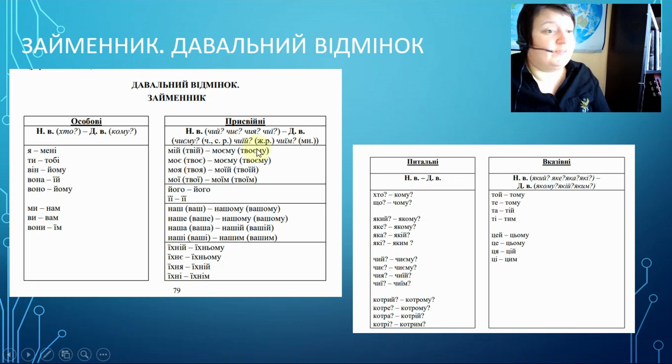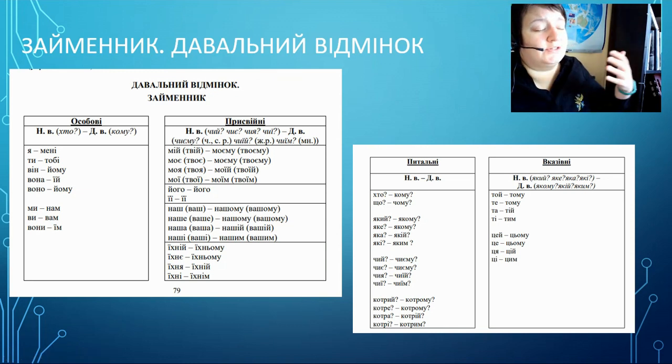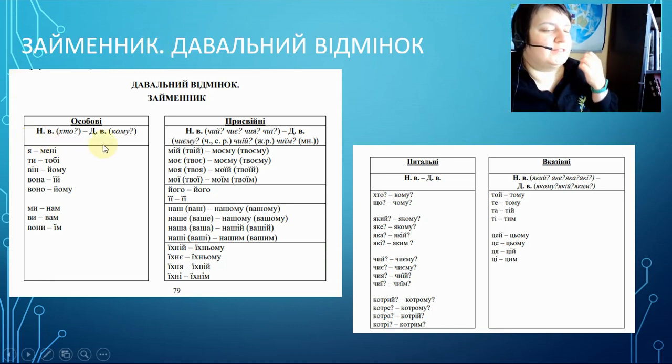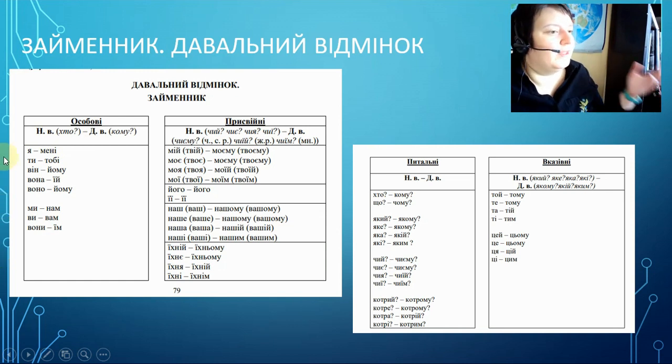Let's learn the role. Займенник, давальний відмінок, pronoun, dative case. Why is it dative? It answers the question to whom or to what I give something. That means dative, I give. So, let's start with personal pronouns.